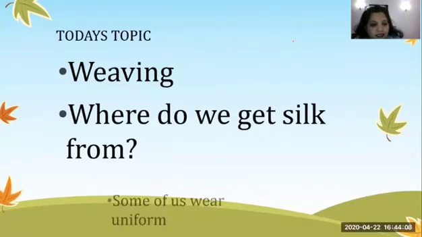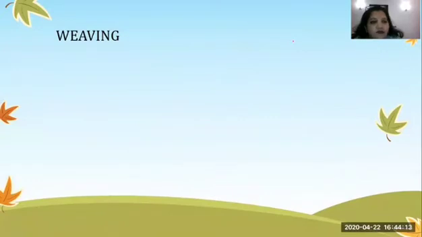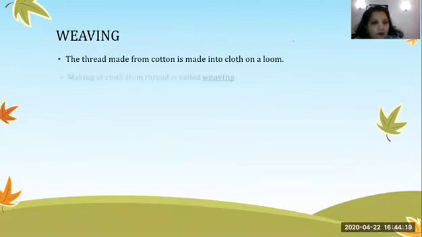Where do we get silk from? And some of us wear uniform. So let's see what we mean by weaving. The thread made from cotton is made into cloth on a loom. Making of cloth from thread is called weaving.